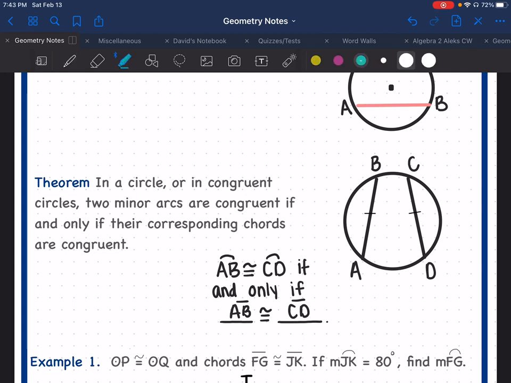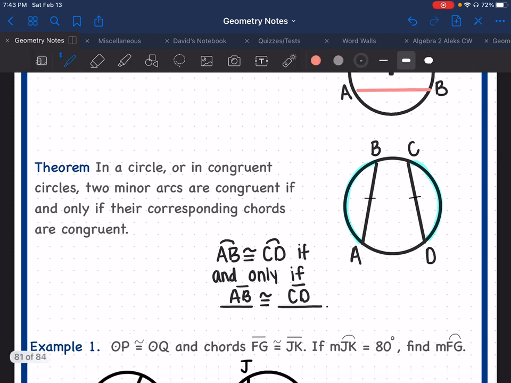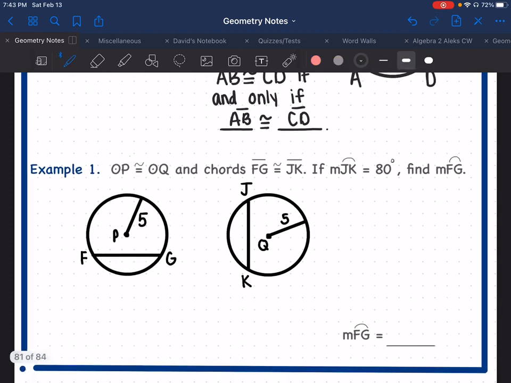So let me go ahead and highlight those arcs for you that they're talking about. So these 2 arcs are congruent if my chords are congruent. Let's go ahead and take a look at an example of this. Remember, you do get a lot of information from reading the sentence that is above the diagram, but you do get a lot of information just by looking at the picture.